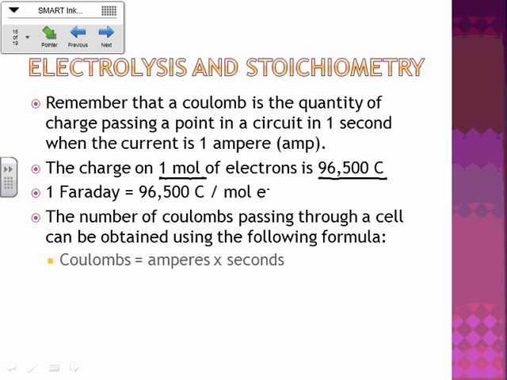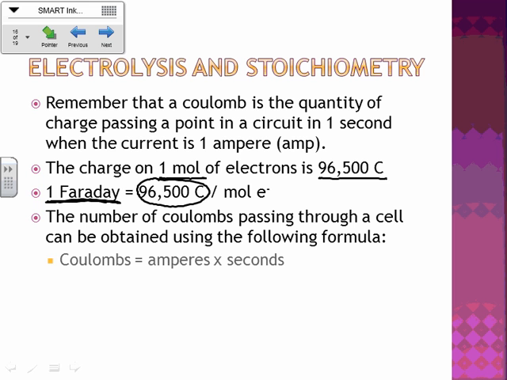This is also, 1 mole of electrons is sometimes called a Faraday. So if you see a Faraday on the AP exam, they're talking about a mole of electrons, which contains 96,500 coulombs. So if you have 2 Faradays, that tells you that you have 2 moles of electrons. It also tells you how much charge is passing through this thing.